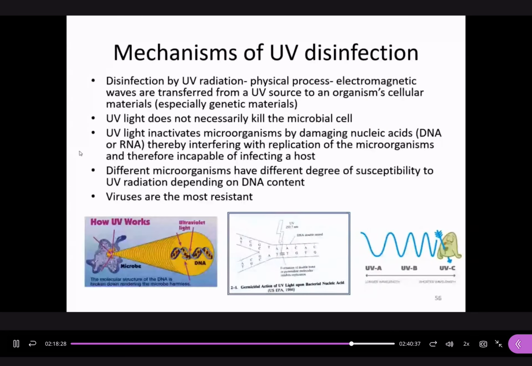Damaging nucleic acid. Different microorganisms have different degrees of susceptibility to UV radiation depending on the DNA content. Viruses are the most resistant.